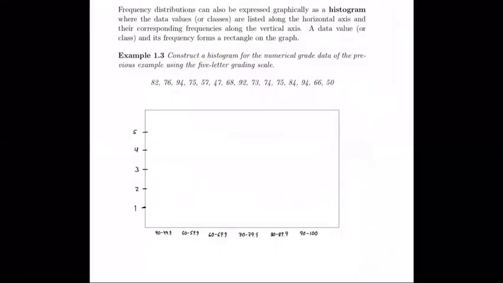Next is a histogram. So construct a histogram for the numerical grade data given below using the 5-letter grading scale. In this case, we've actually split things up by units of 10. So these are our bins down below, 40 to 49.9, 50 to 59.9, so on from 90 to 100. So we've picked a bin to represent every grade that we'll possibly have on this list. There are no grades in the 30s, no grades in the 20s, or anything lower. So there's no reason to include those bins. It's possible we could, but we don't need it, so we'll cut that off.